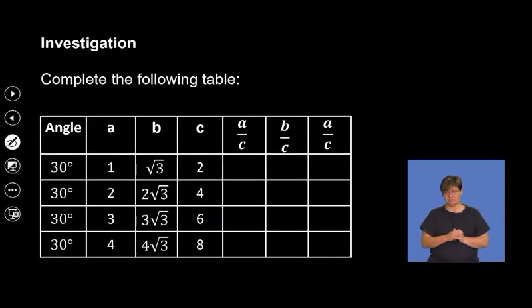Now, I want you to please complete this table for me and just look at what will be the ratio of A over C if I know that the side B is root of 3. By the way, I got root of 3 using the theorem of Pythagoras.